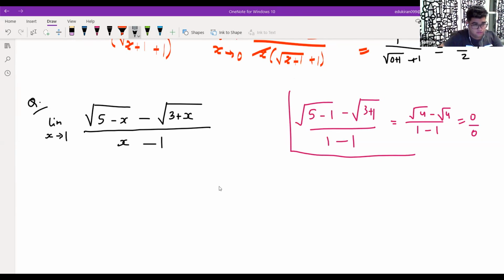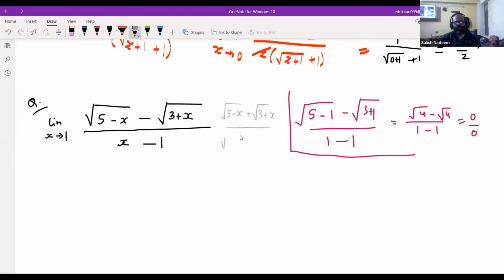We can multiply by root 5 minus x plus root 3 plus x in the numerator and in the denominator. Fine. Can you try further steps? Yes, sir. Please try.